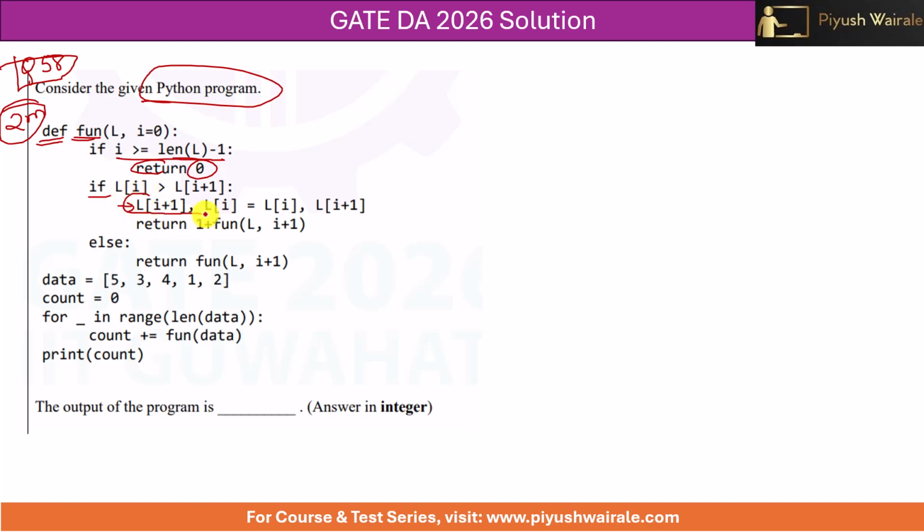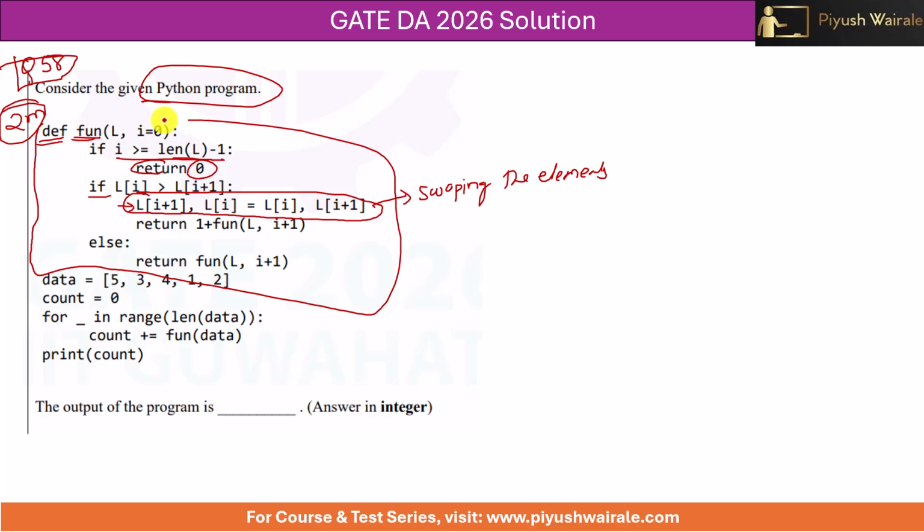So what are we doing here? Can anyone tell me? Here we are swapping the elements of the list. We have discussed this type of question in our test series. I have asked multiple questions like this based on this particular code. This part was not there in the question, but it was there in most of the questions.